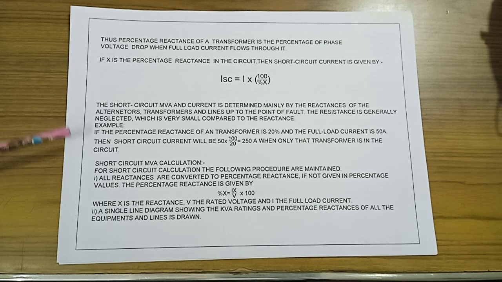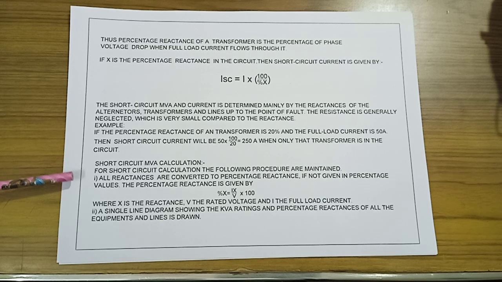Example: if the percentage reactance of a transformer is 20%, and the full load current is 50 ampere, then the short circuit current will be 50 into 100 by 20, which is equal to 250 ampere, when only the transformer is in the circuit.